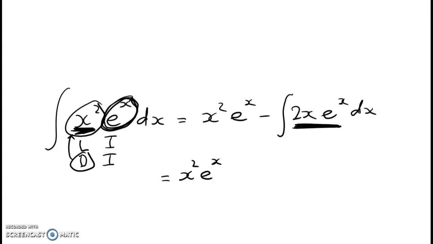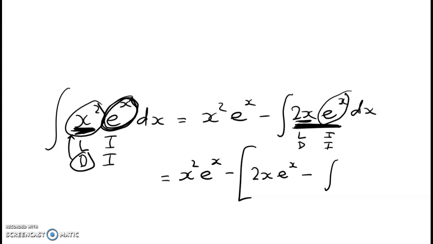We get x squared e to the x minus, and then off we go again. I'm going to do this again, even though I know we've just done this question. So the 2x is what I'm going to leave and then differentiate, and the e to the x is what I'm going to integrate. Right, so let's go. It's going to be 2x times e to the x minus the integral of 2, that's differentiating this, times e to the x dx.